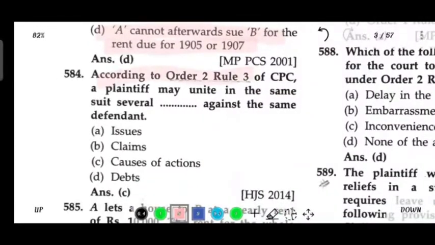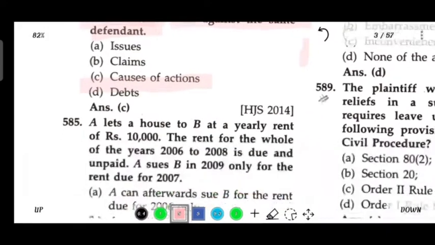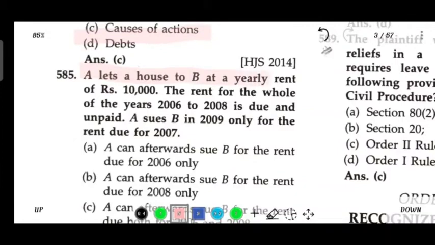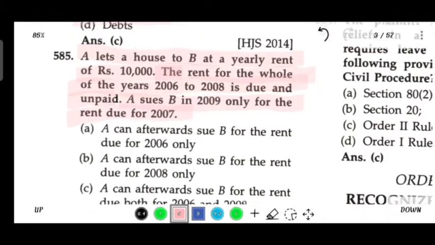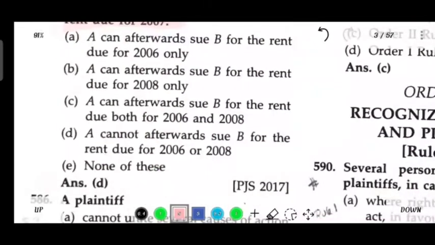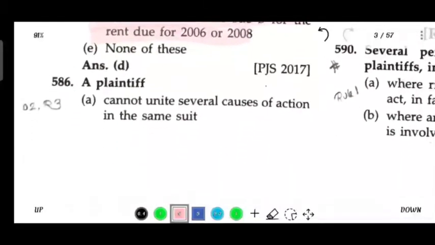According to Order 2, Rule 3 of the CPC, a plaintiff may unite in the same suit several causes of action against the same defendant. A lets a house to B at a yearly rent of 10,000. The rent for the whole of the years 2006 to 2008 is due and unpaid. A sues B in 2009 only for the rent due for 2007. A cannot afterwards sue B for the rent due for 2006 and 2008.